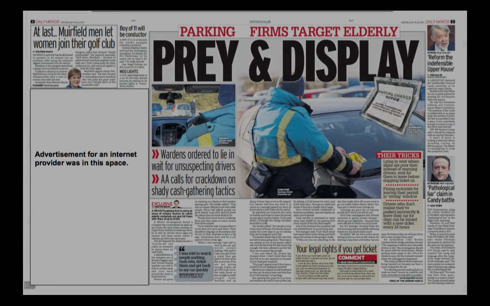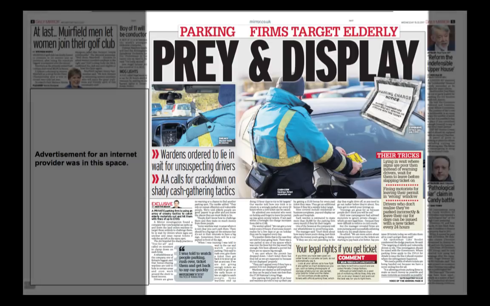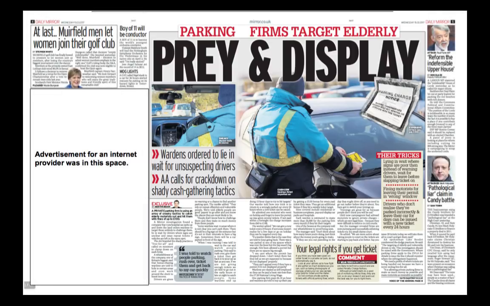Returning to the Daily Mirror, their main inside article, Prey and Display, features elements of human interest, importance, and significance. Representations of elderly people traditionally paint them as vulnerable and in need of protection. This article provokes a human interest news value because it tells the story of people exploiting the vulnerability and trustworthiness of elderly parking patrons. One of the issues likely to come up around newspapers is the issue of horizontal integration.